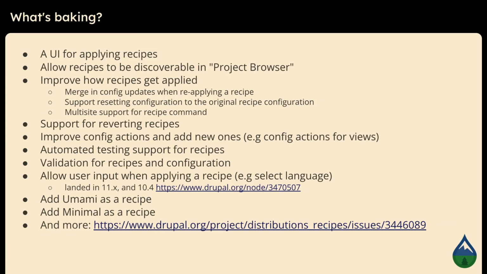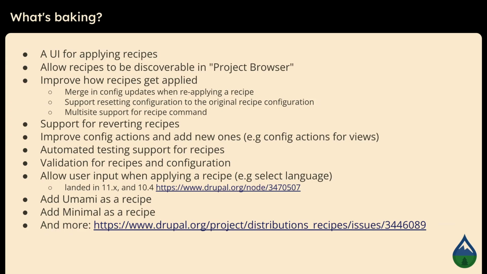So let's say you installed the recipe, you had your article content type, and you made some changes to it. Now you are regretting those changes, you want to go back to where you were. Once that feature lands, you should be able to reset it back to its original configuration. And last but not least, the multi-site support for the Drupal recipes command, because right now it only acts on the default site. But since we use multi-sites extensively, especially for platforms, we want that supported.